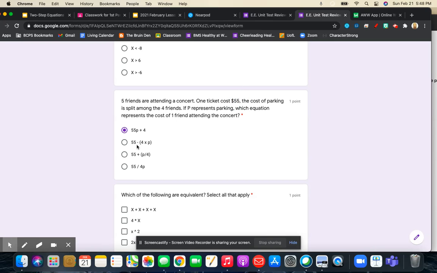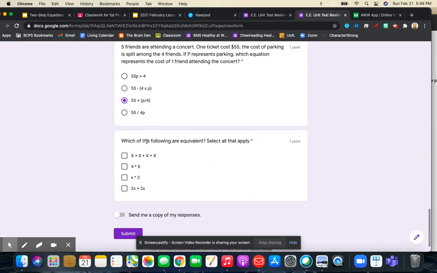So that kind of leaves us with B, C, and D. We just need to figure out what's happening in parking. It says it's split among the 4 friends. When we are splitting parking, that means it's going to be divided. So we're going to pay for our ticket, and then the parking, whatever that cost is, that's unknown, is going to be split between the 4 people. So we're left with C.